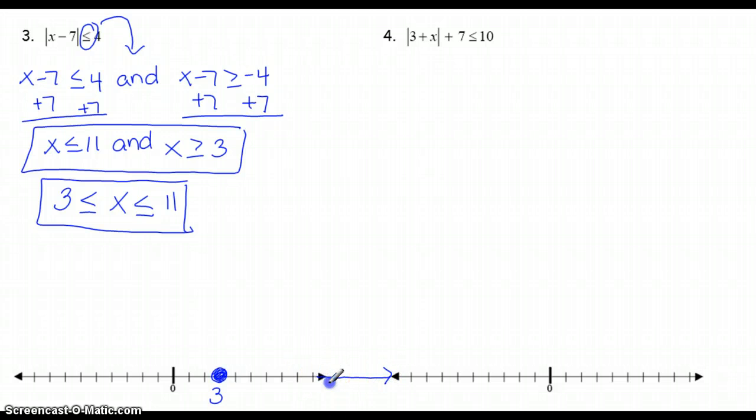So there's 9, 10, 11, 12. So there's 11, and I want values less than or equal to 11. So we're shading everything in between 3 and 11.